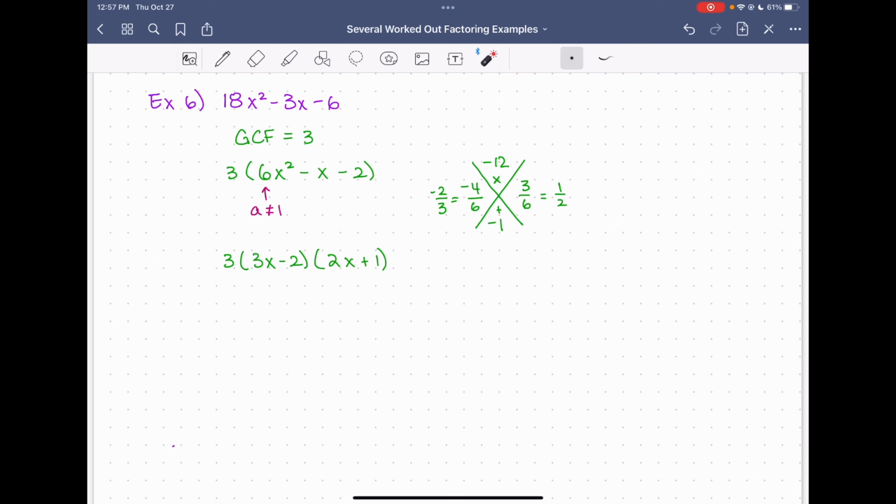And then let's just do our quick check and see if we got it. First and last to FOIL, remember? 3x times 2x is 6x squared, times 3 is 18x squared, that works. -2 times 1 is -2, times 3 is -6. Yeah, we're probably on the right track. I feel good. I'm going to go ahead and box this.